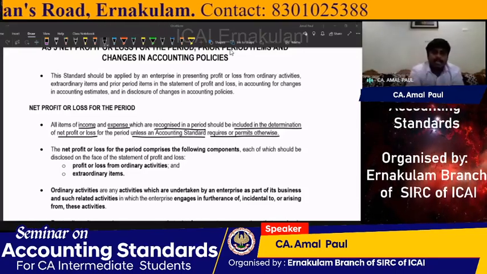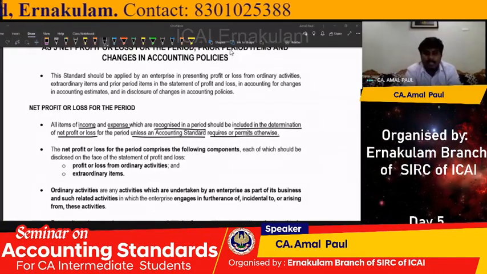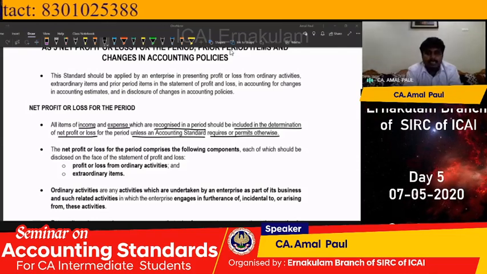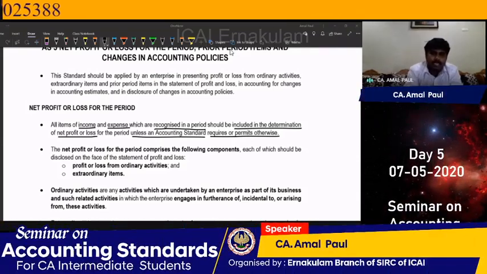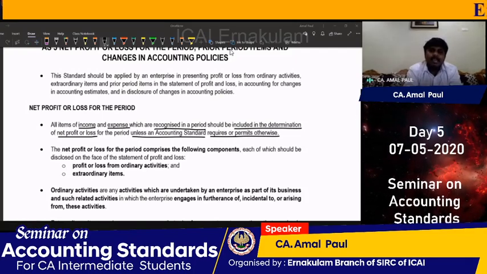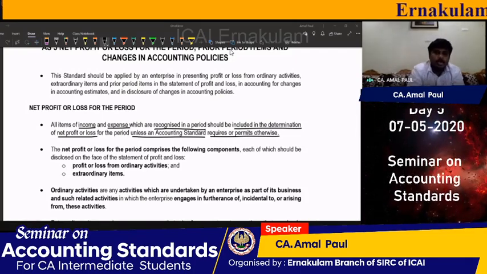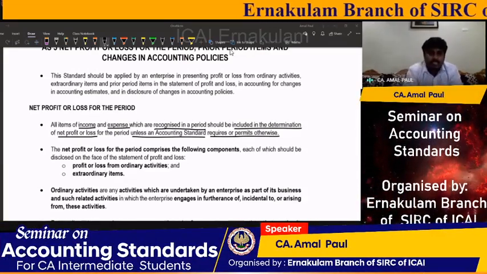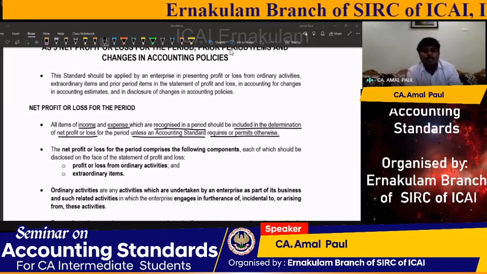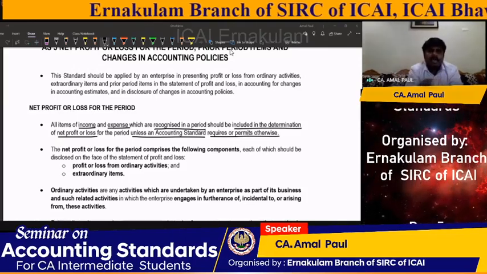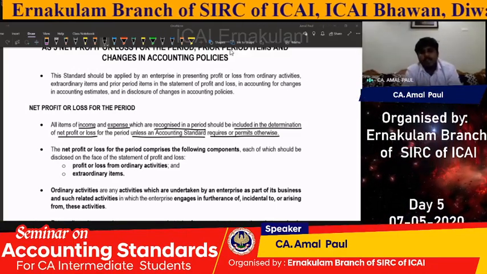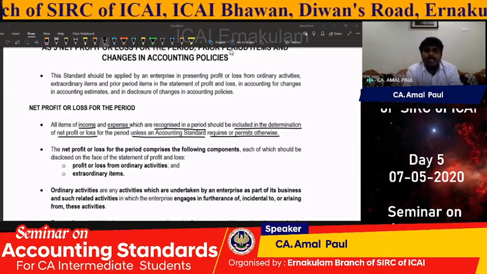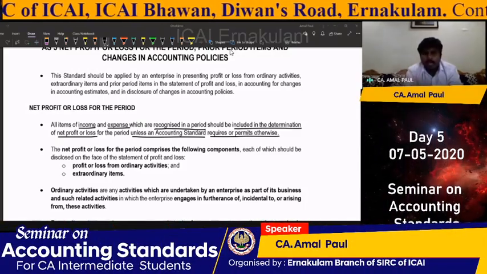You cannot directly adjust any item to reserves as per your convenience. You cannot take certain items to your reserves based on your convenience. You can only do so if it is given as per your accounting standards. If this expenditure can be taken to capital reserve, then capital reserve can be used. Otherwise, you cannot take any income or expense to anything other than P&L. You have to take it to P&L.